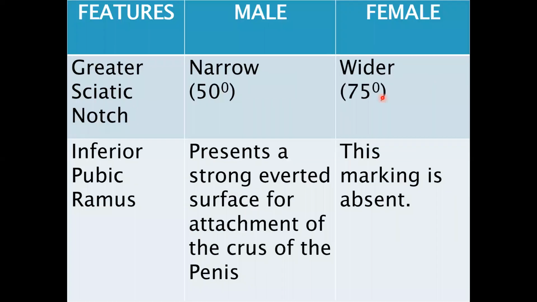Then the greater sciatic notch, in males it is narrow, while in females it is wider. The angle of greater sciatic notch is 50 degrees in males, in females it is 75 degrees. It is wider. Inferior pubic ramus presents a strong everted surface for attachment of the crus of the penis.